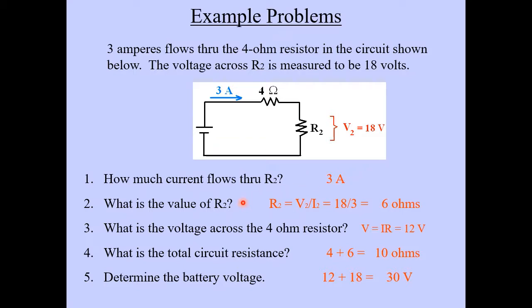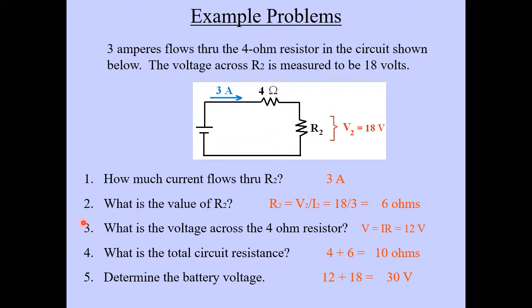What is the value of R2? Well, we know that 3 amps is flowing through, and we know the voltage is 18 volts across this resistance, so we can use Ohm's law: R equals V over I, and solve it for this resistance. V here is 18 volts, and the current I2, which we found up here, is 3 amps. So 18 divided by 3 is 6. So we have found that this resistance right here is 6 ohms.